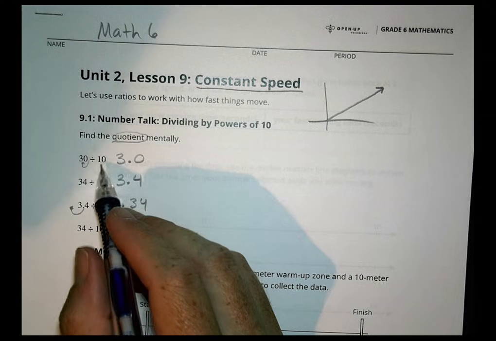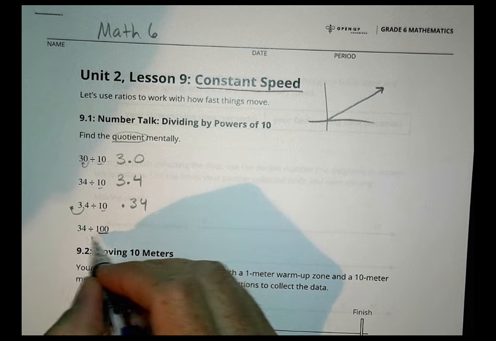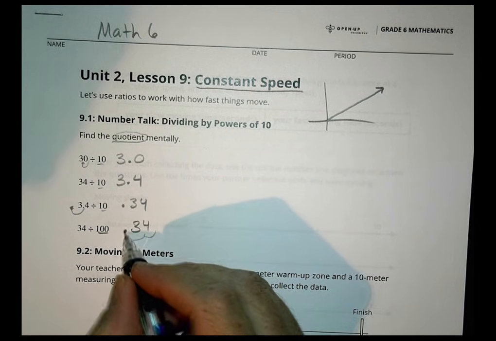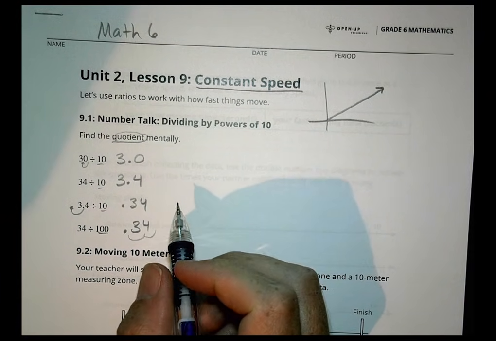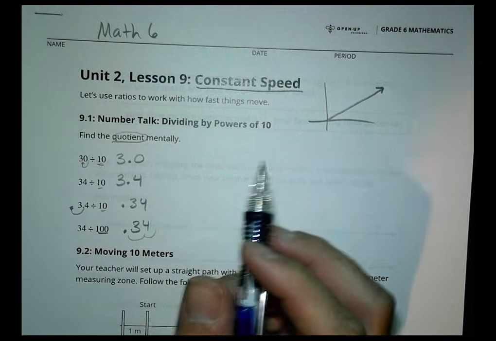Alright, now if I move the decimal one place to the left when I'm dividing by 10, if I divide by 100, I'll move it 2 places. So I have 34 and go 1, 2, end up at 0.34. So just finding some quotients mentally, how to move things around when we're dividing by 10 or 100. It'll come in handy later on.